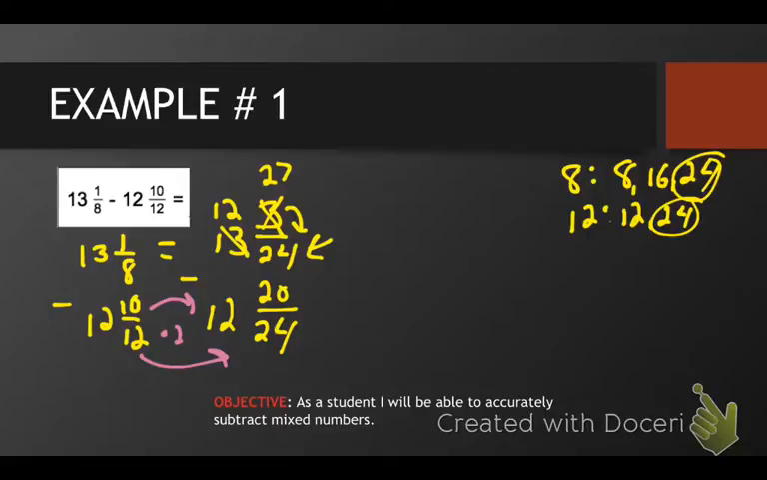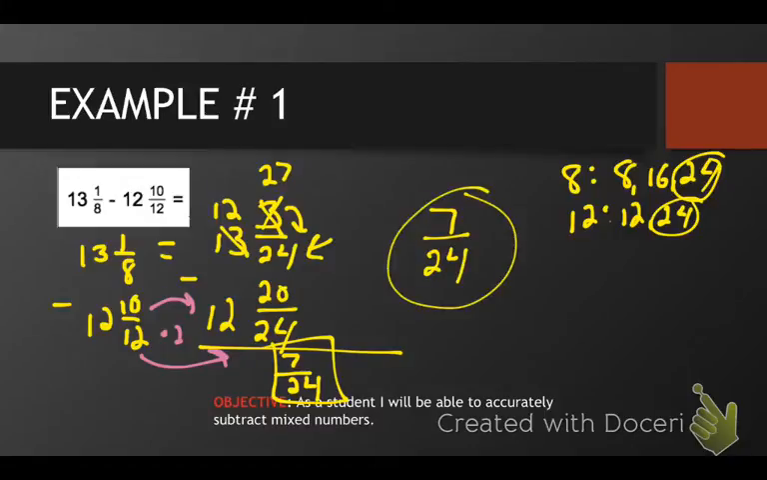Okay, we're going to go ahead and move on. 27 minus 20 would simply give us 7/24, and 12 minus 12 is 0, so I'm not even going to write that down. Alright, so we have 7/24, so we need to double check to make sure it's simplified, and it already is. I know that because 7's a prime number and does not go into 24 evenly, so you're going to go ahead and say your answer is 7/24.